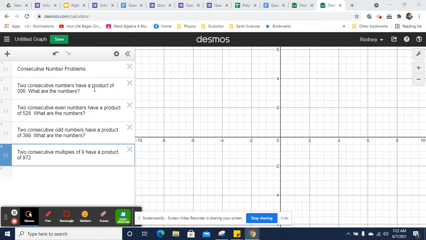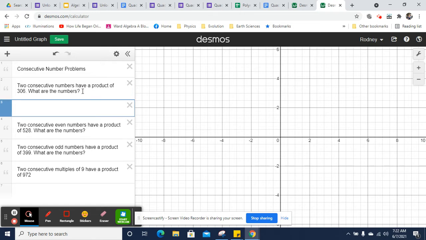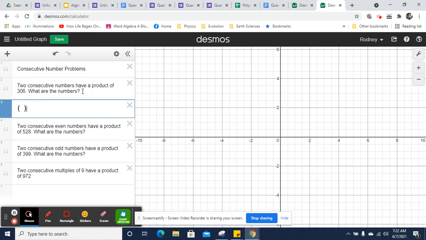2 consecutive numbers have a product of 306. So first thing you want to do when you're setting this up is notice that it is a product. So it's something times something equals 306. And the second thing you want to notice is that they are consecutive numbers, which means that they are one after another. So that means that the first number could be x and the second number could be x plus 1. Or if you preferred, the first number could be x minus 1 and the second number could just be x. Those would both represent 2 consecutive numbers.